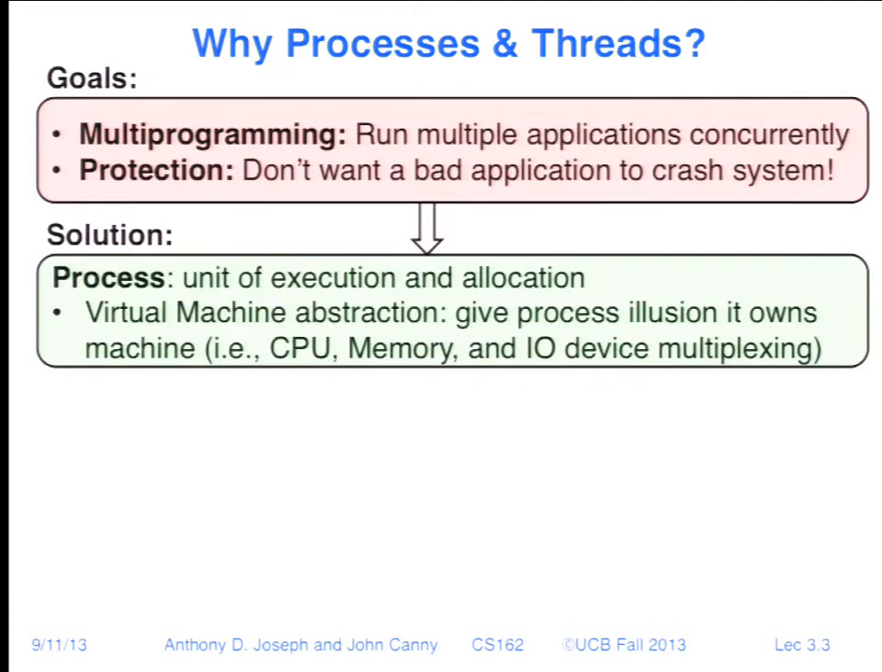So the process is this abstraction that captures a program plus its running state and is typically associated with a virtual machine perspective. So the process is the thing running on the virtual machine, but the virtual machine is the thing that provides protection and an environment that simplifies the programmer's task of writing the code of the process. Because from their perspective, they're just coding effectively on one machine.